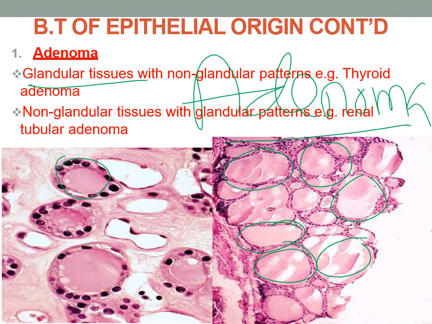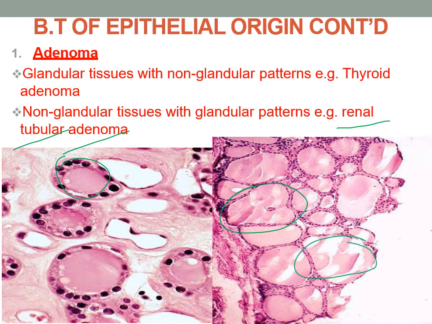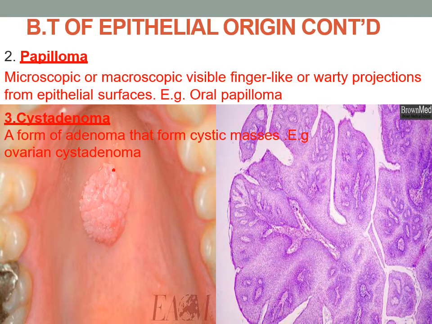So whether they are glandular in origin or have a microscopic pattern which is glandular-like, they are known as adenoma. For example, we can have thyroid adenoma, pituitary adenoma, adrenal adenoma, and others. And those which are non-glandular tissue, such as renal tubule adenoma, are not glandular, but microscopically they resemble glandular tissue. That's why we name them adenoma, renal tubule adenoma.